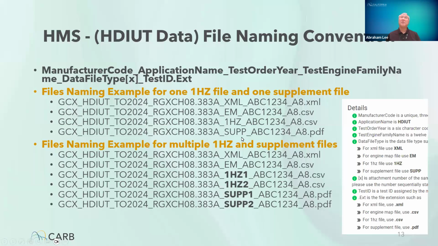The first example is for one XML, obviously, and one engine map file, with only one owner's file and one supplemental file, which is going to be the most common case. But when you have multiple owner's files and multiple supplement files, you can put a number after the 1 Hertz and SUPP supplemental. So 1, 2, 3, 4, whatever fits the number of files. Next slide, please.